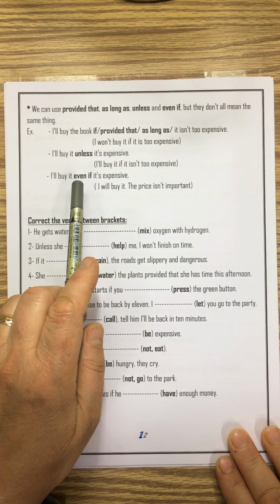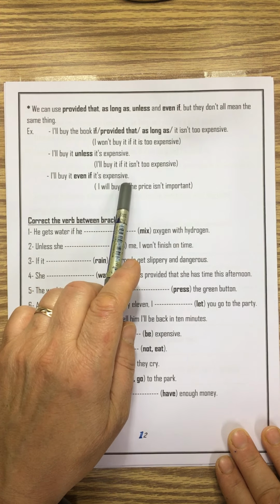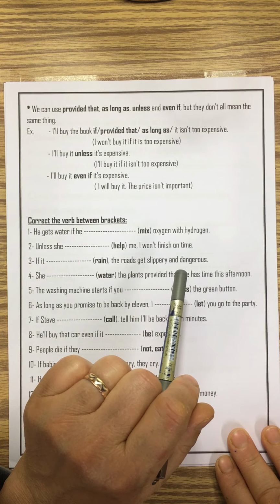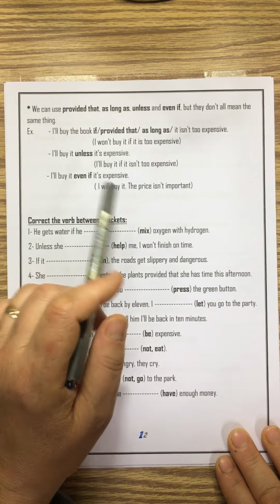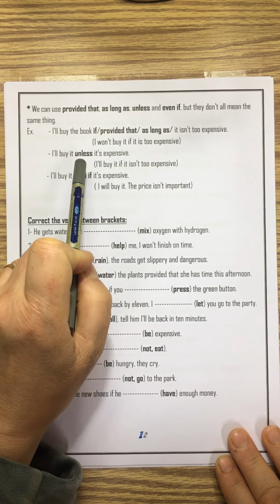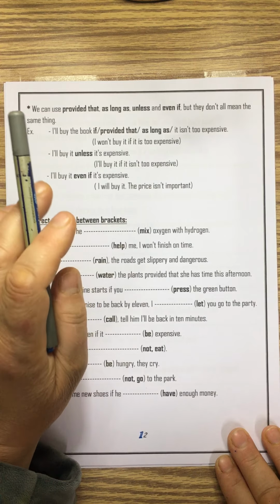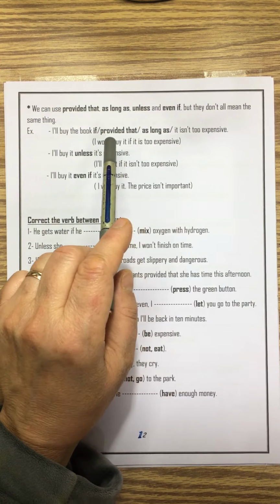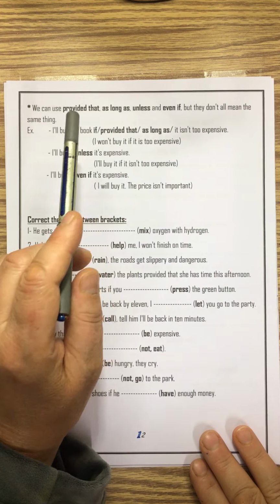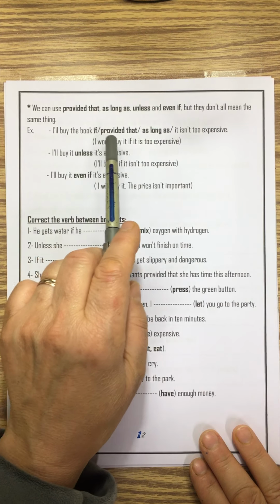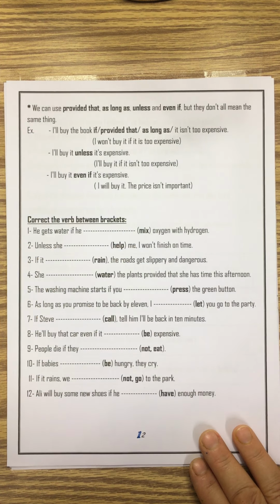I'll buy it even if it's expensive. It means I will buy it even if it is expensive. Okay, I will buy it anyway. The price isn't important. So even if, unless, and if, provided that, as long as. Provided that means even though, and if means if. So these three have similar meaning: if, provided that and as long as.